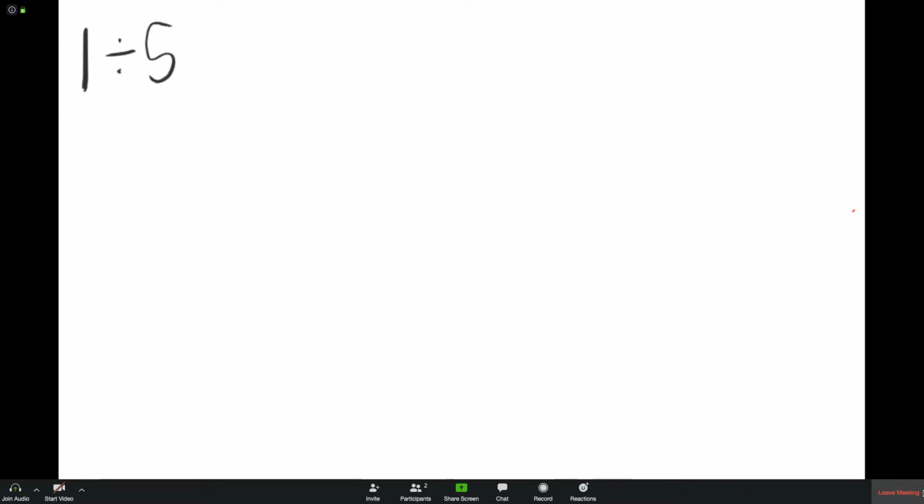Okay, let's do this one now. We have 1 as our numerator, 5 as our denominator. It's simplified, so we can move on. We don't need to change it to a mixed number. And then let's just find it as a decimal.